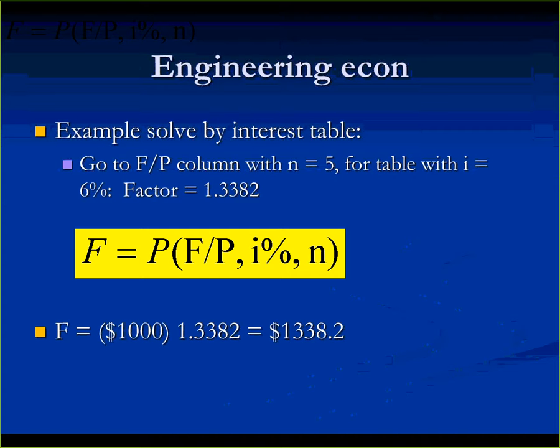So again, you go to that F/P column, and it's 5 with a 6% table, and your factor is 1.3382. And so if you just multiply $1,000 times 1.3382, you get $1,338.20, which is essentially the same thing as the $1,338.23 that you got by using the equation.